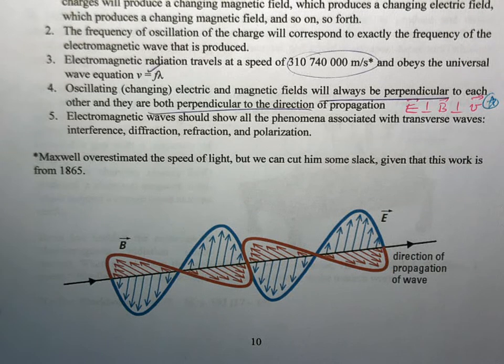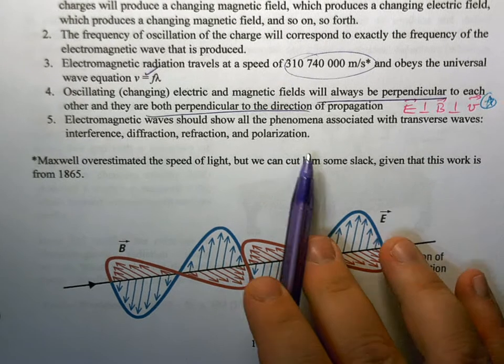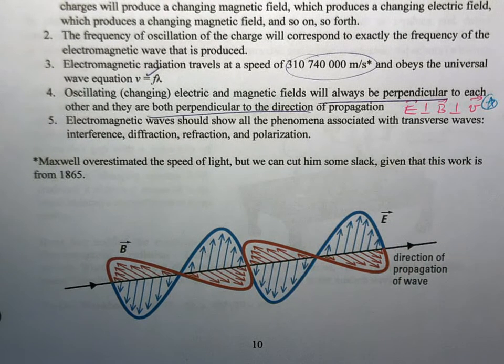And then Maxwell also predicted that electromagnetic waves should be able to demonstrate phenomena like interference, diffraction, refraction, and polarization consistent with transverse waves. That one we're going to talk a lot more about in this part of the unit.